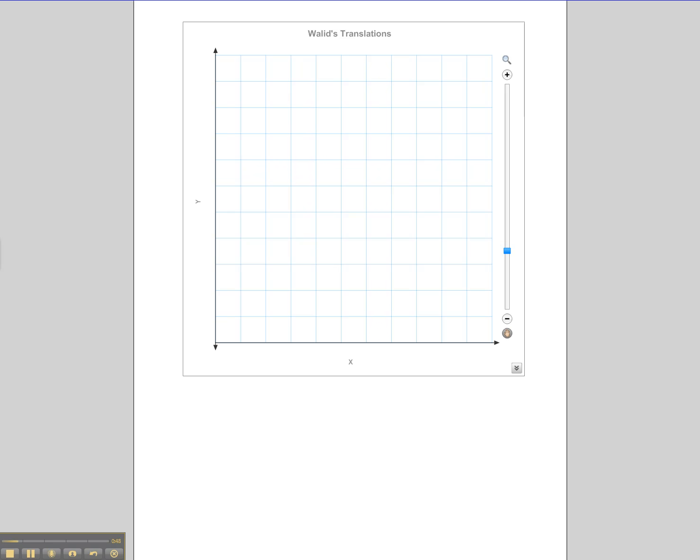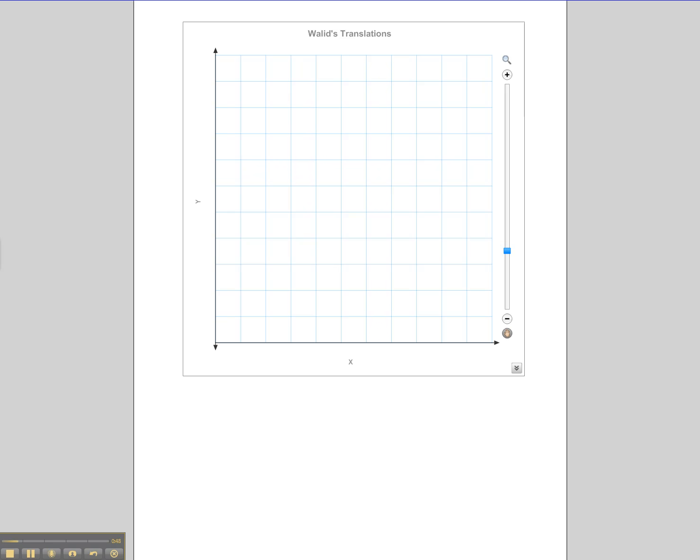Here's an example of Walid's translations. He says he's going to use the computer mouse to translate the yellow triangle using the rule right 3, down 2. So in other words, he's taking this triangle and moving it over 3 and down 2. What's going to happen is he's going to get this blue triangle. He's also going to move his triangle after that right 2 and up 1. So that blue triangle is moving over 2 and then up 1 to become the green triangle.